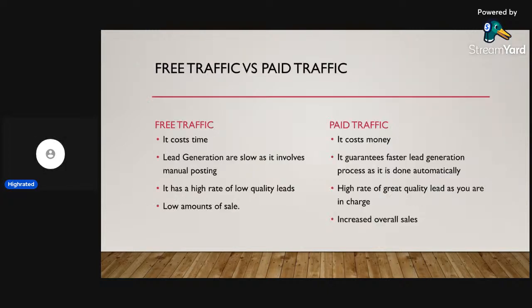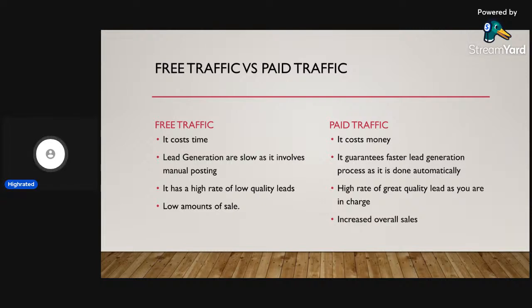So now I want to look at the difference between free traffic and paid traffic. Difference between free traffic and paid traffic.